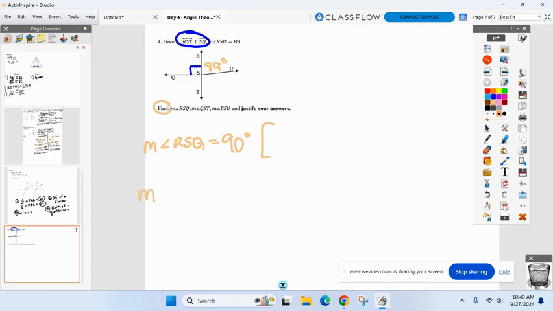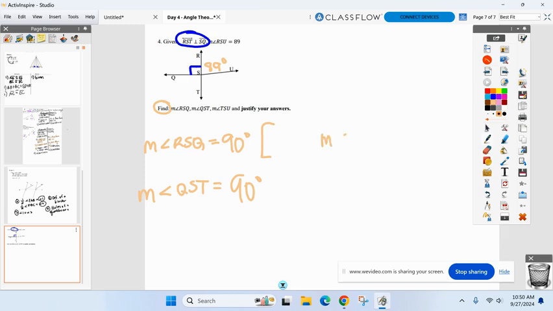Next one, how about QST? Angle QST? 90. Also 90. What would be your own reason there? Jacob, what do you have? Linear pairs are supplementary. Straight lines add to 180. Perpendicular lines form right angles. Okay, something that shows me you know why it's 90.